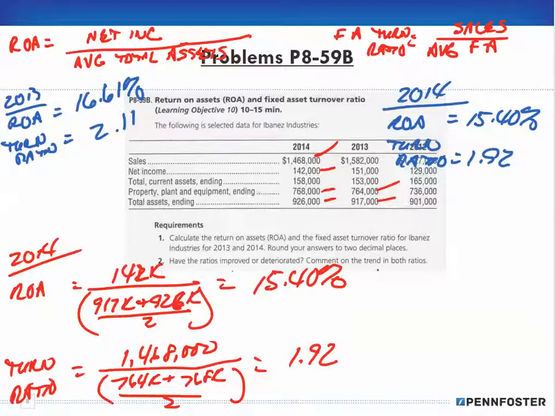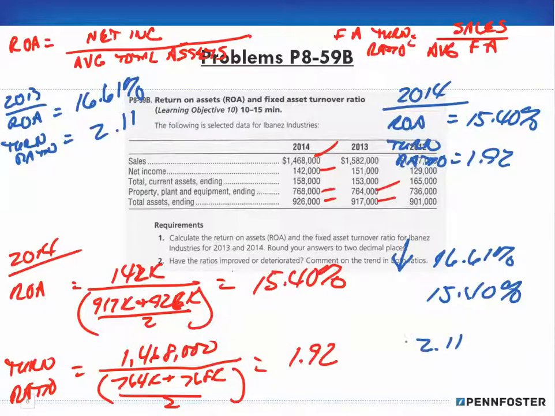So for the return on assets, we're looking at 2014 going from 16.61% declining down to 15.40%. Okay, so its return on assets has decreased, which means it's just less profitable relative to its assets in and of itself. Okay, and the turnover ratio started out at 2.11, and it also decreased down to 1.92.